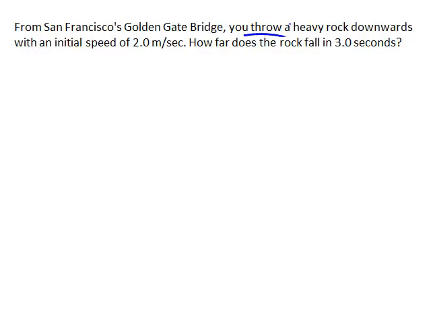We are throwing an object downwards, so our initial velocity is negative 2.0 meters per second. The negative sign indicates that the velocity is downwards. We're defining up to be positive, our usual convention when we're dealing with the vertical dimension.